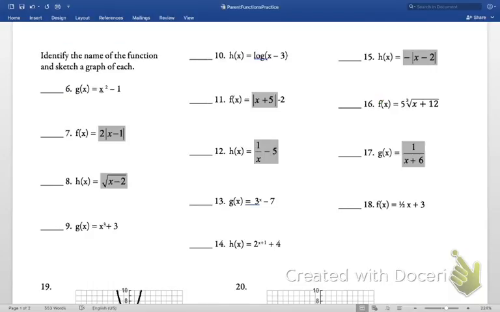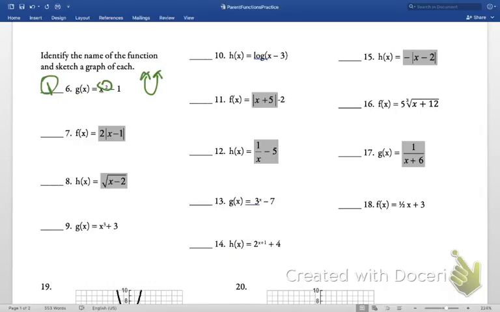Alright, so now let's look at the next ones, 6 through 18. In 6 through 18, all we have to do is write the name, and we're just going to draw a little graph. Okay? So, number 6, I noticed that we have a square. The square tells us it is a quadratic, and the quadratic looks like a U shape.